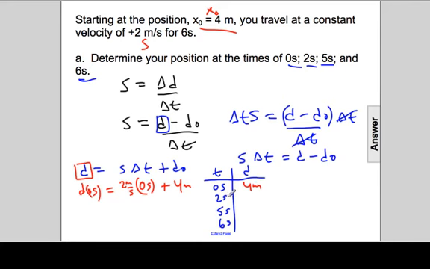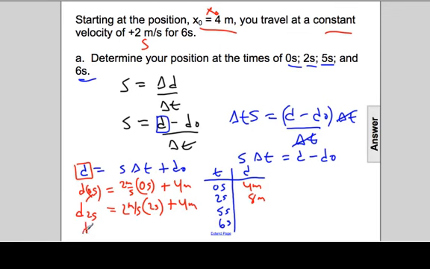Let's apply this equation at the 2 second mark. The distance after 2 seconds of elapsed time will be equal to 2 meters per second, the speed, which is the same throughout because it's constant, times the amount of elapsed time, 2 seconds, plus the starting location, 4 meters. 2 times 2 is 4, plus 4 is 8 meters. Our new location after 2 seconds is 8 meters.